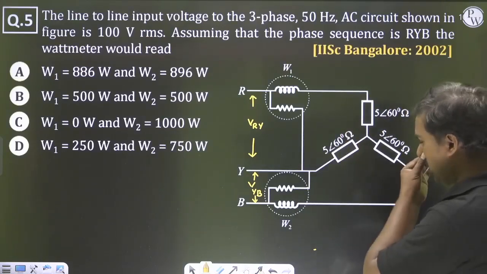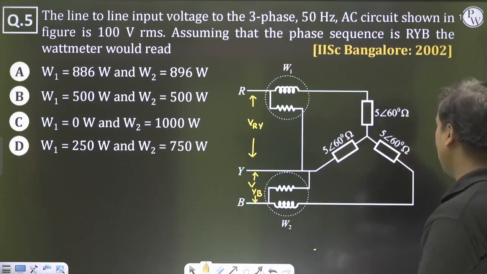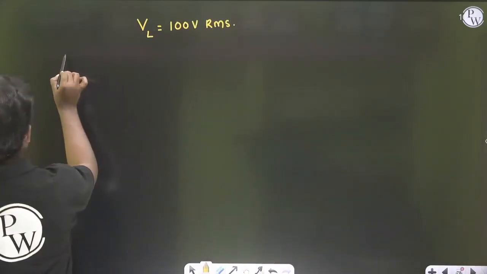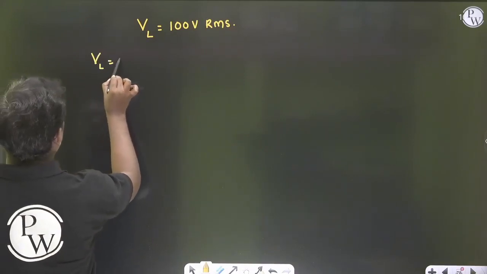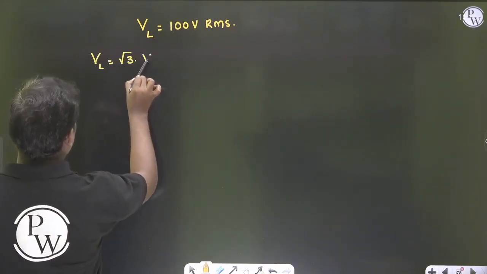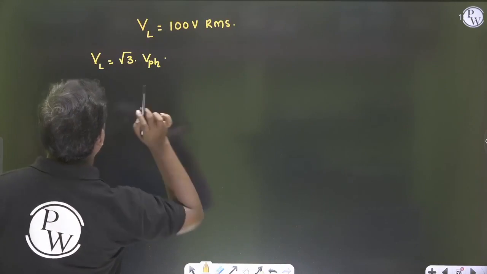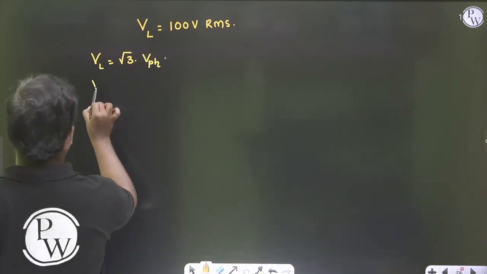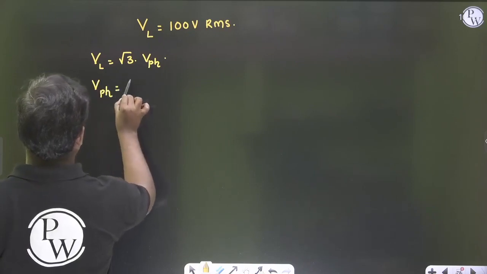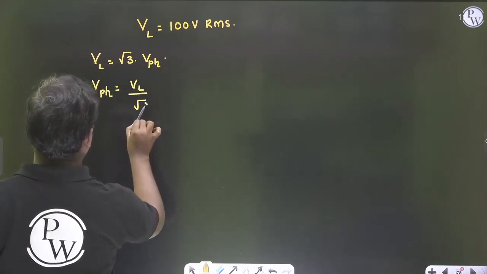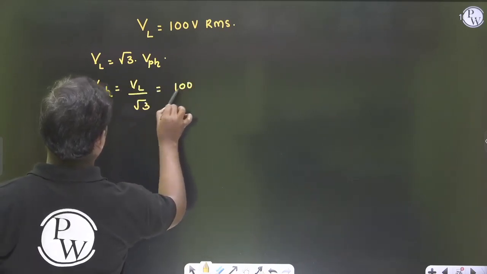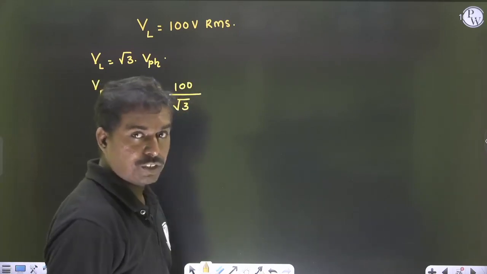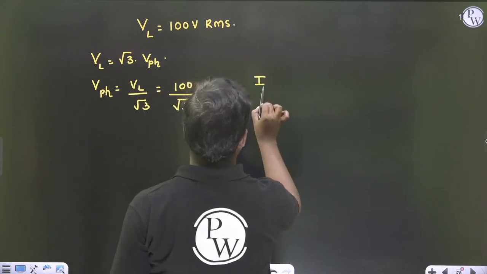First of all, this is VL and it is a star model. For a star model, VL is equal to root 3 VPH. Am I right? VL is equal to root 3 VPH. So if I want to know the VPH, VPH will be VL by root 3. So that is going to become 100 by root 3. I got the VPH.